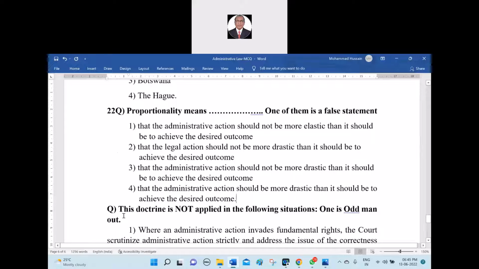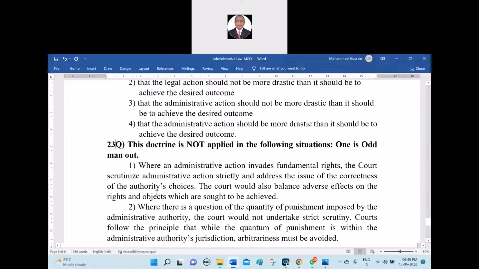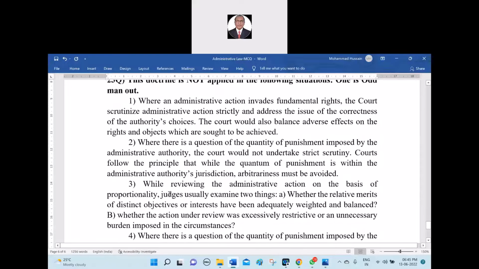The next question, the 23rd question. Please note the point: the doctrine is not applied in the following situation. That is, one is the odd one out. All four are relevant, but one is the odd one out.